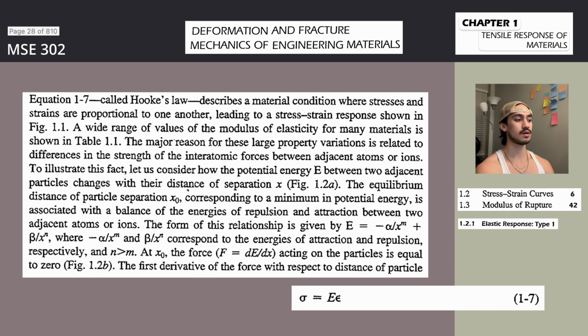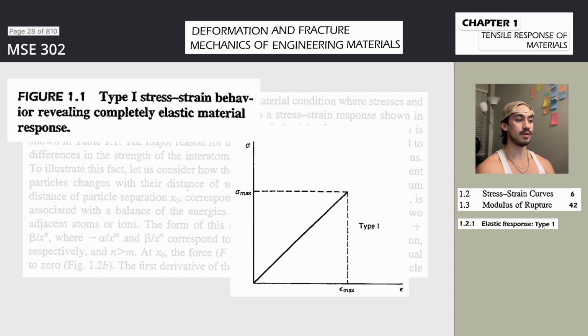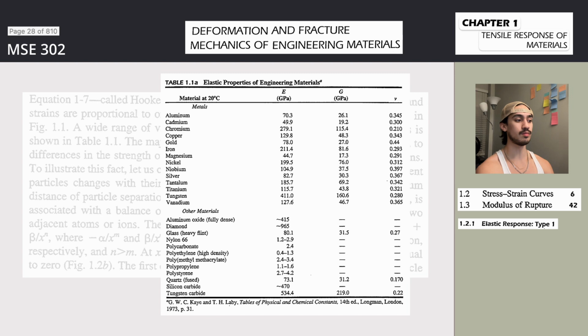Equation 1-7, called Hooke's law, describes a material condition where stresses and strains are proportional to one another, leading to a stress-strain response shown in figure 1.1. A wide range of values of the modulus of elasticity for many materials is shown in table 1.1.